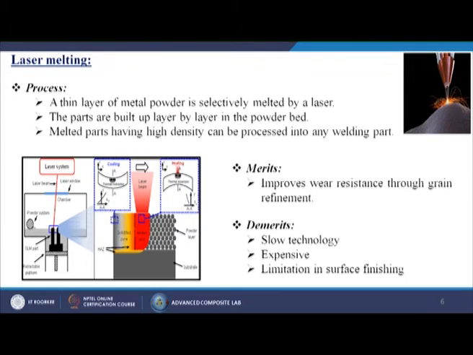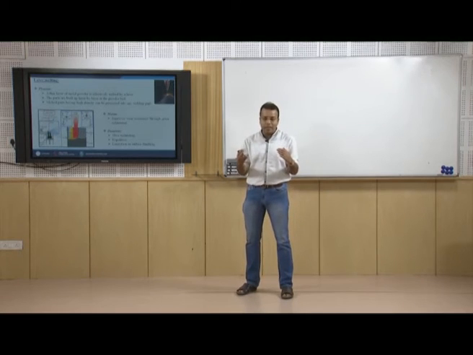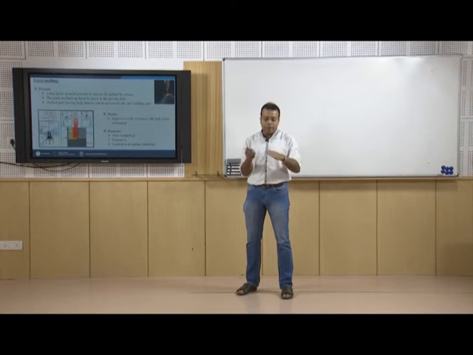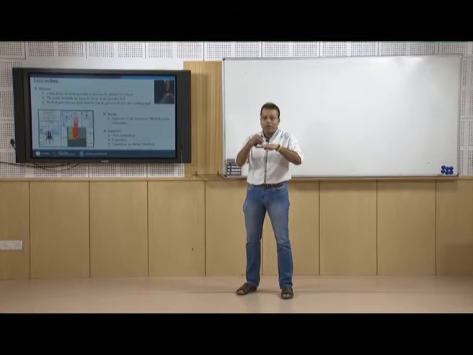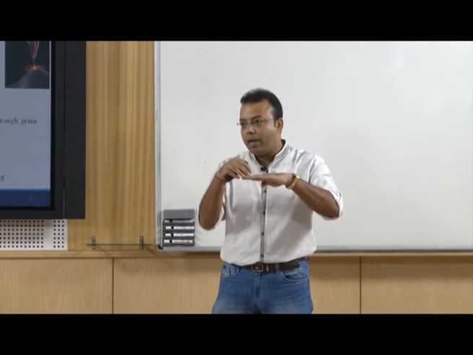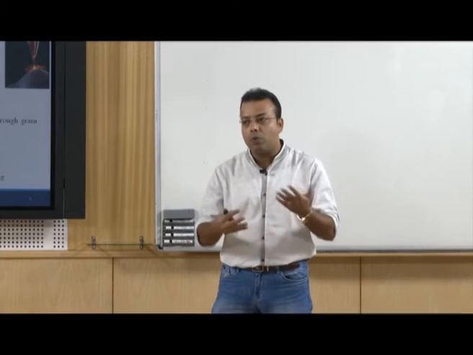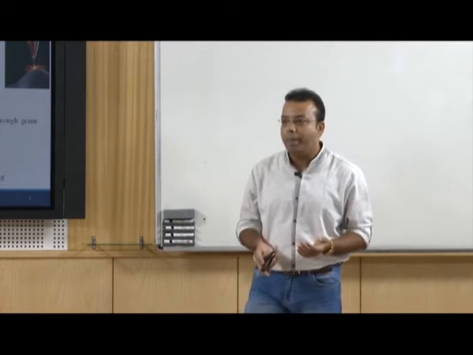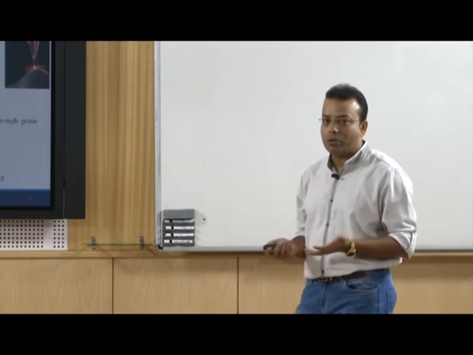A thin layer of metal powder is selectively melted by a laser. The parts are built up layer by layer in the powder bed. Melted parts having high density can be processed into any welding part. So, sometimes we simply heat the material so that its surface is heated up and forms a new crystal structure, and surface modification is possible. Or sometimes we use certain kinds of powders and then apply the laser, so that the powder is melted and puts a coating or barrier layer onto the material surface. So, we can do it in two ways.